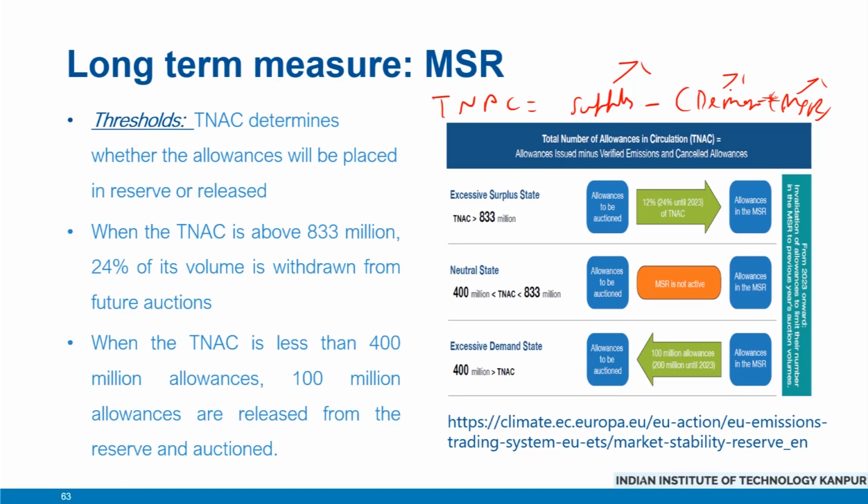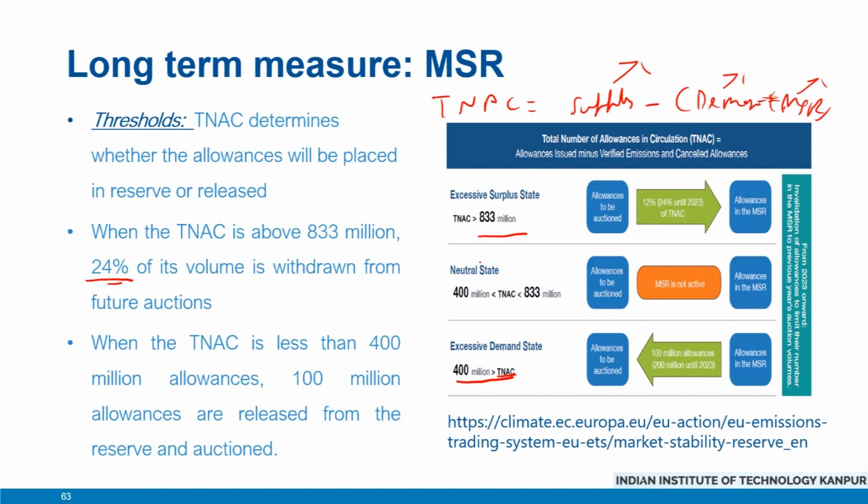The next parameter is the intake rate that we have discussed, which was 24%, increased from 12%. It determines what percentage of TNACs will be withheld from future auctions and moved into MSR, those allowances that will be absorbed. And depending on the TNAC, this MSR acts in one of three modes. First, if TNAC exceeds 833 million, then MSR takes in the allowances in proportion with the intake rate, which is 24%. If it drops below 400 million allowances, then MSR releases 100 million allowances. For any TNAC values that lie in between these thresholds, the MSR remains idle.